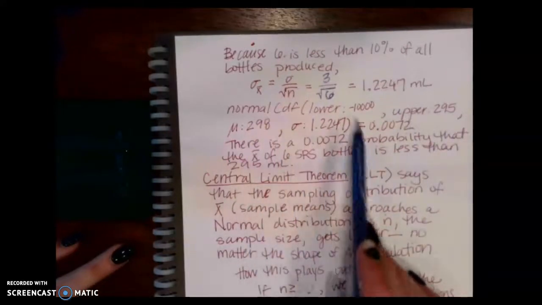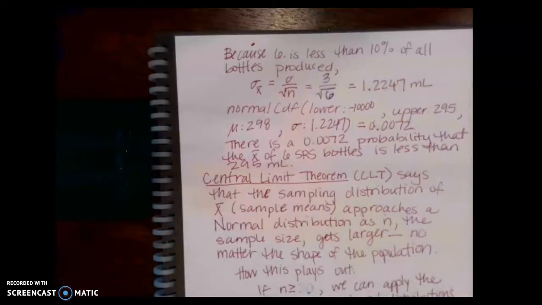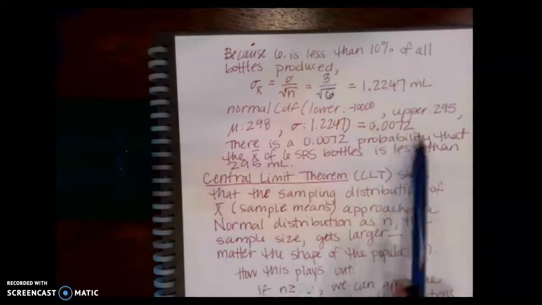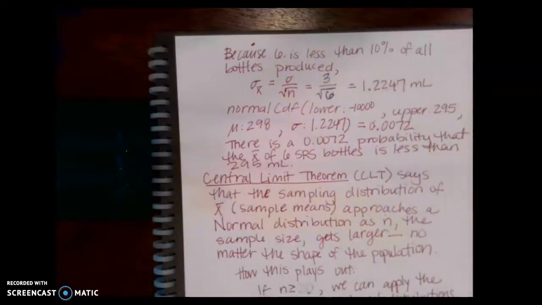Sigma is the only thing that's changed, and it's smaller. You would expect it to be smaller because with a larger sample, there's less variability, right? Okay, so we get 0.0072, so there's less than a 1% chance. So there is a 0.0072 probability that x bar, the sample mean of 6 simple randomly selected bottles, is less than 295 milliliters.